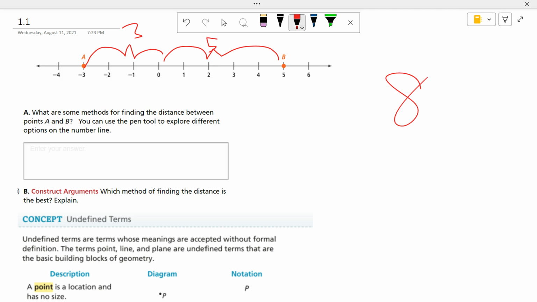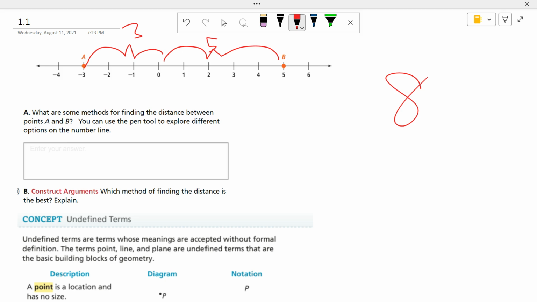Now, is that the only way to figure it out? What's another way to figure out how far apart -3 and 5 are? What do you think, Aubrey? You can count 1, 2, 3, 4, 5, 6, 7, 8. You could also count backwards 1, 2, 3, 4, 5, 6, 7, 8. You can do it that way.